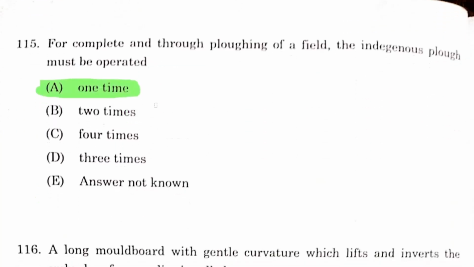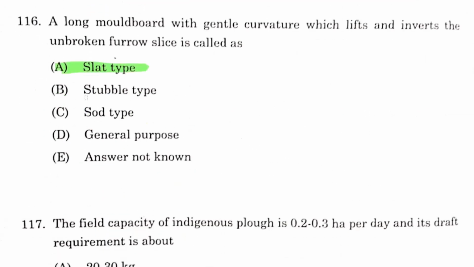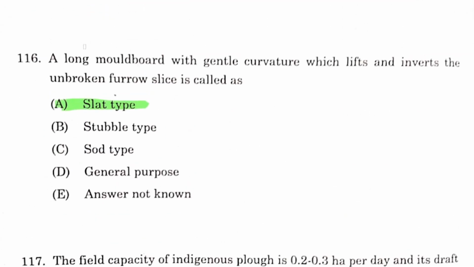Next, 115. For complete and thorough plowing of a field, the indigenous plow must be operated one times. Next, the long moldboard with gentle curvature which lifts and inverts the unbroken furrow slice is called the slat type mold board plow.